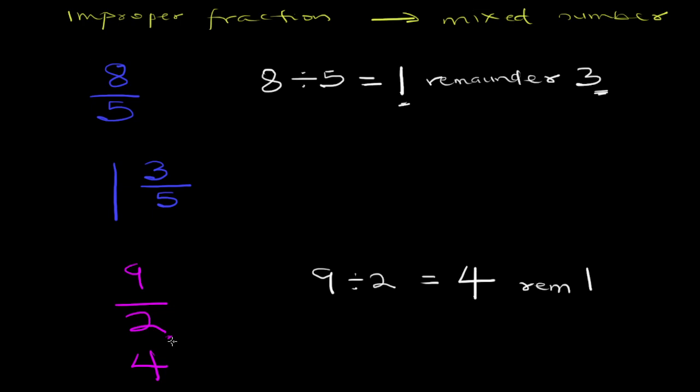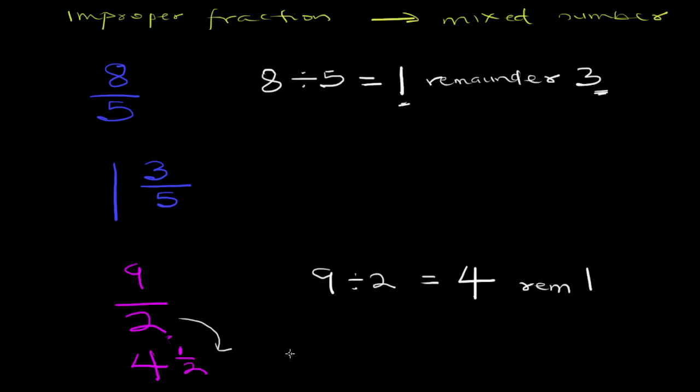So that gives us our numerator, the remainder. The remainder becomes the numerator. And then the denominator, you know what it is going to be? This. The 2 will not change. That is what is going to be the denominator. So the denominator will be 2. All right. So 9 over 2 as a mixed number is going to be 4 and 1/2.